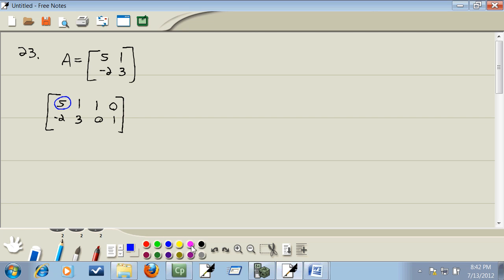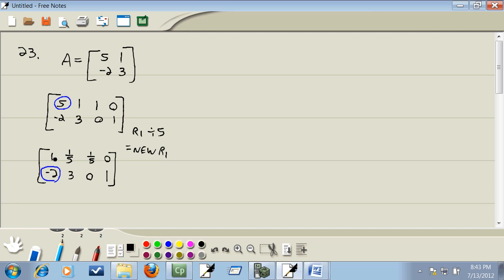First thing I want is a one here. Well, I'm going to take row 1, divide by 5, and that's going to give me my new row 1. Well, 5 divided by 5 is 1. 1 divided by 5 is 1/5. 1 divided by 5 is 1/5, and 0 divided by 5 is 0.